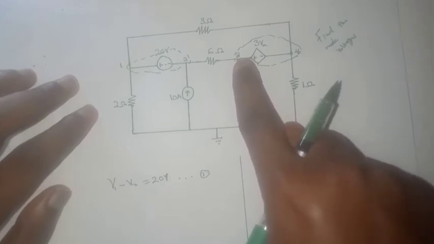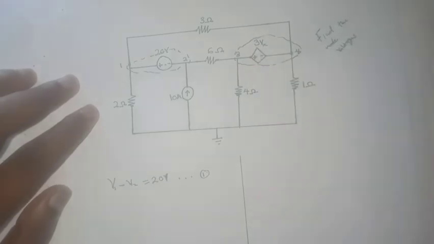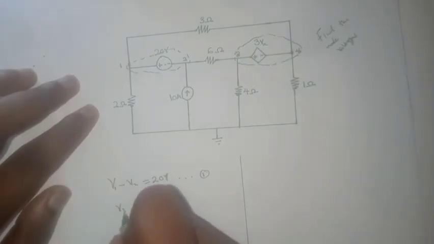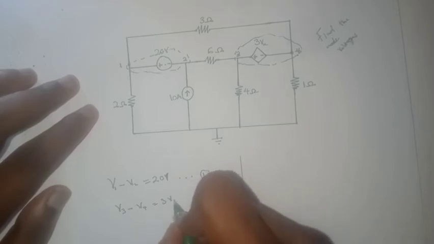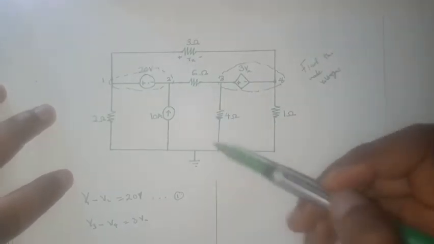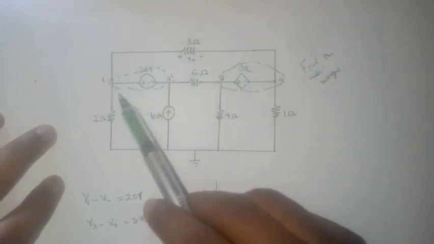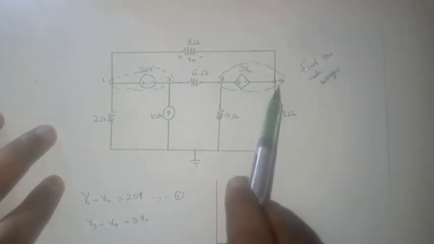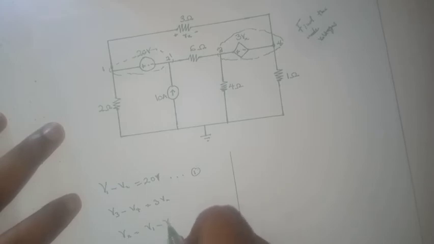Then say V3 minus V4 equals 3Vx. Vx is the value of the voltage drop across the 3 ohm resistor. So by knowledge of that, we will know that Vx would be equal to V1 minus V4. So let's write that down. Know that Vx equals V1 minus V4.